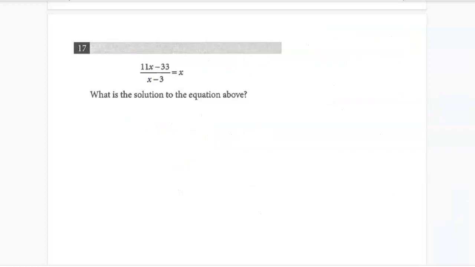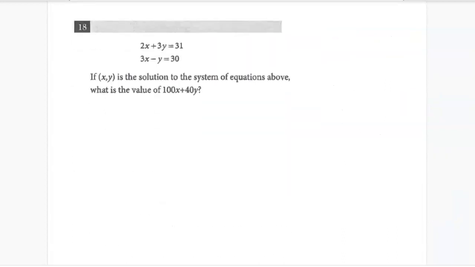All right. Keep on plugging. Number 18, systems of equations. I knew this was coming up. There's always systems of equations on here. If (x, y) is a solution to the system, what is the value of 100x plus 40y? So the ultimate goal here is find x, find y, then do the math to figure out the answer.